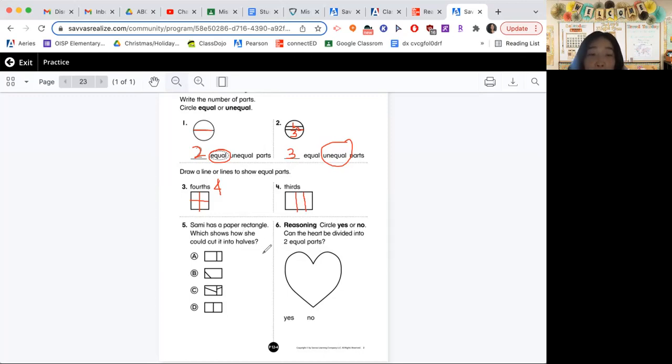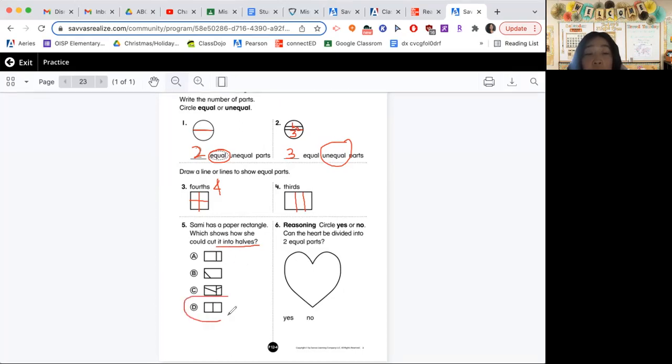Sammy has a paper rectangle, which shows how she could cut it into halves. And we want those to be equal. Which is the only one that has equal parts? D. Very good. Okay, circle yes or no. Can the heart be divided into 2 equal parts? Yes. You got it.